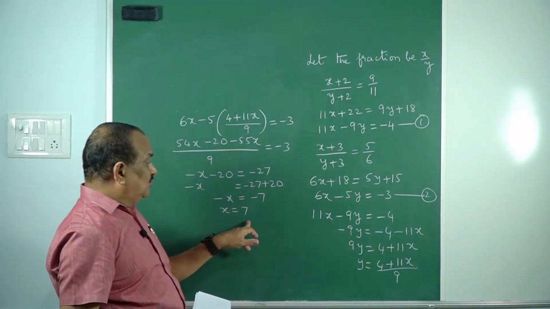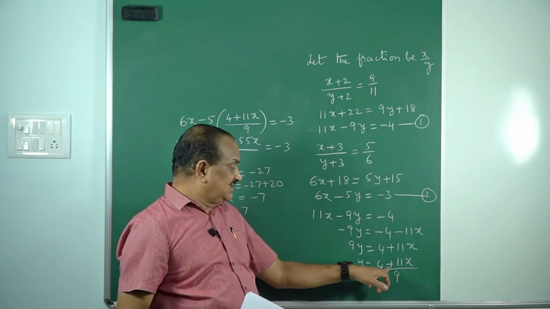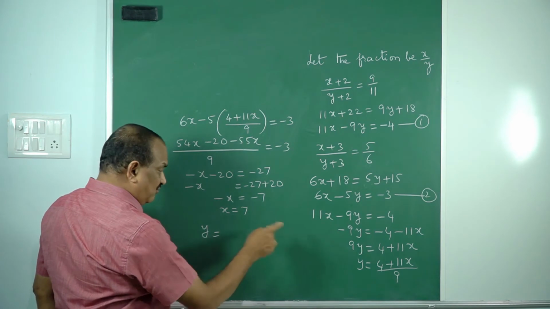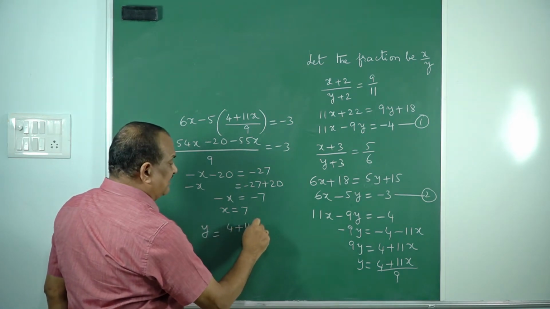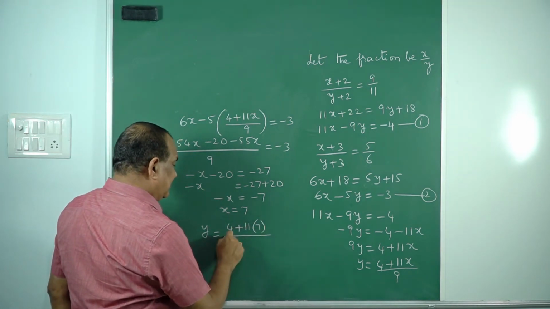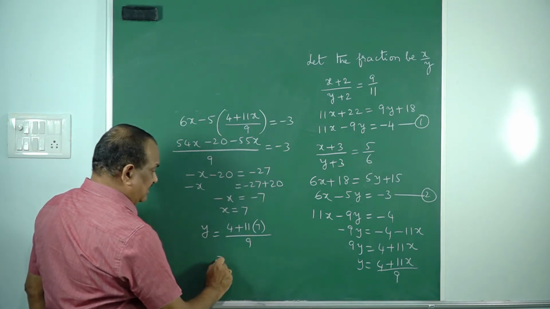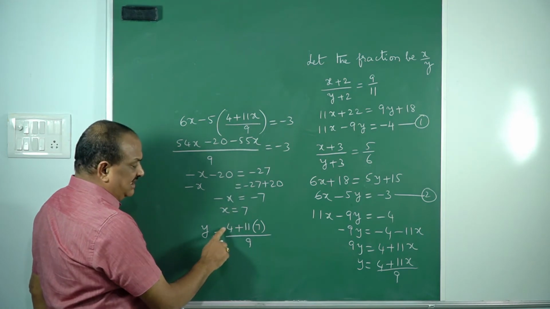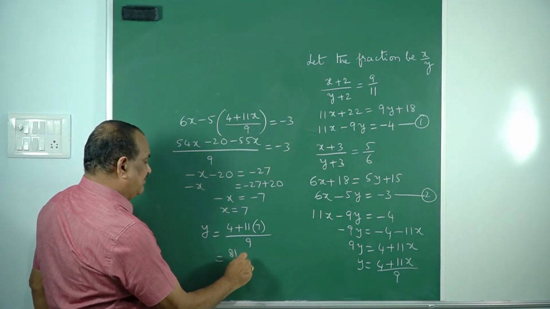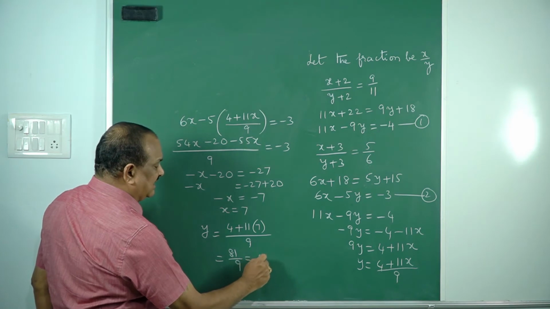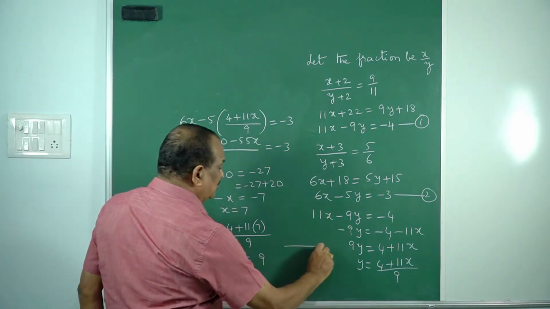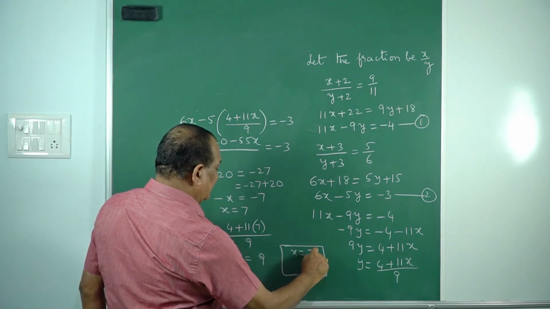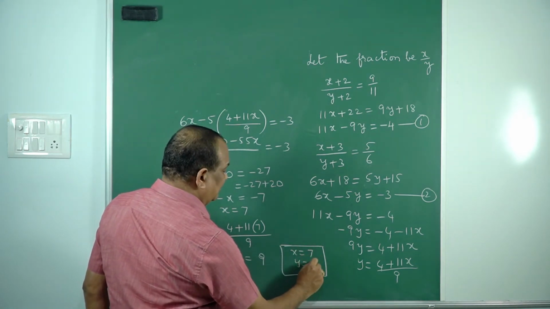Now the x value we plug in here, and in this we get the value of y. y is equal to 4 plus 11 times the x value 7, over 9. 7 times 11 is 77. 77 and 4 is 81. 81 by 9 is 9. So hence your solution is this one: the x value is 7 and the y value is 9.